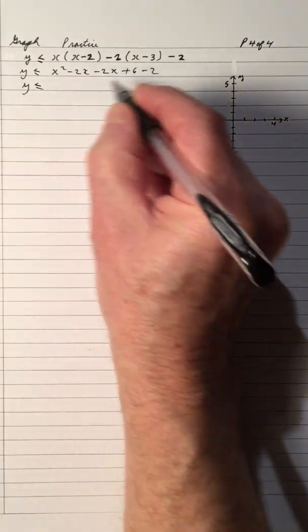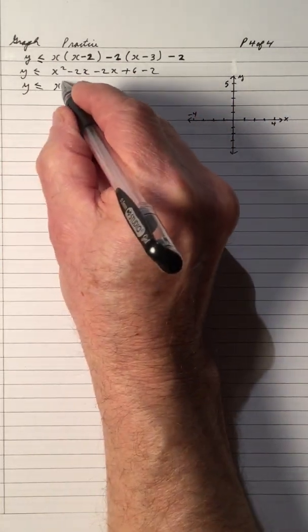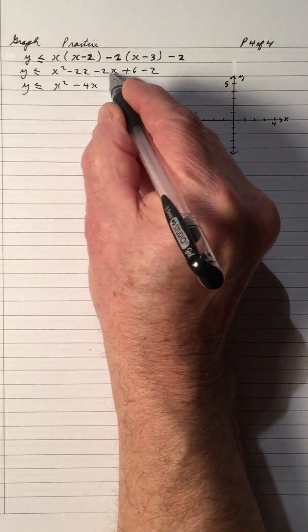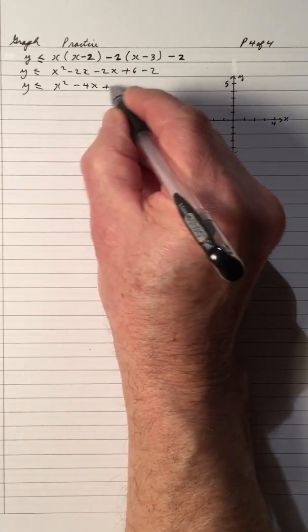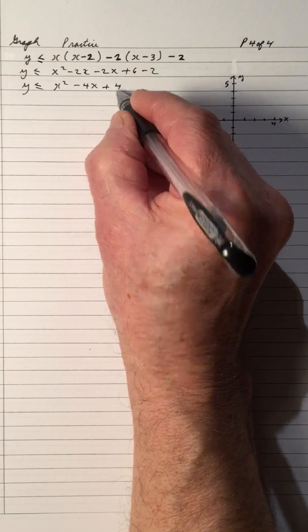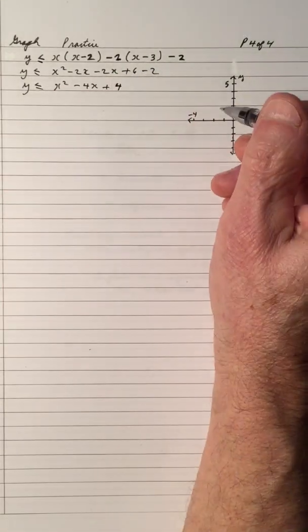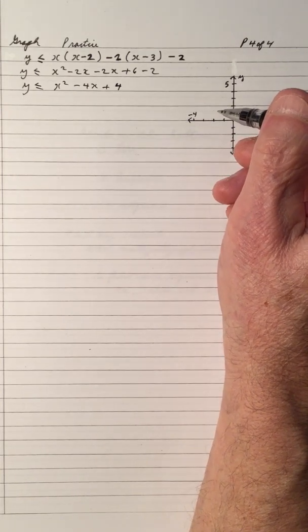Y is less than or equal to. I have to add up the like terms: x squared, negative 2x, negative 2x is negative 4x, and 6 minus 2 is 4. And we could leave it like that if we want and work out the vertex.